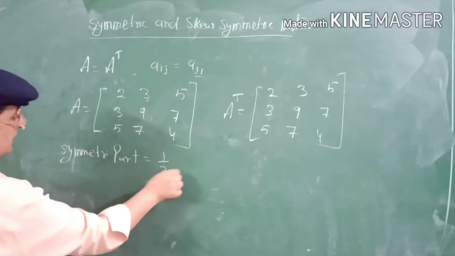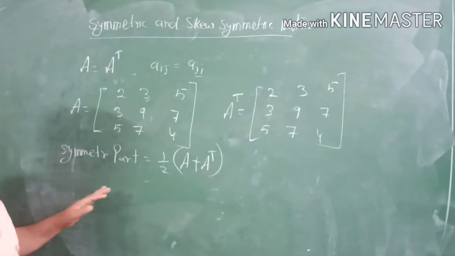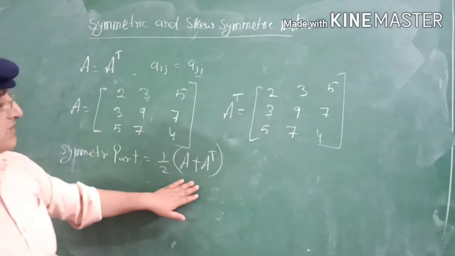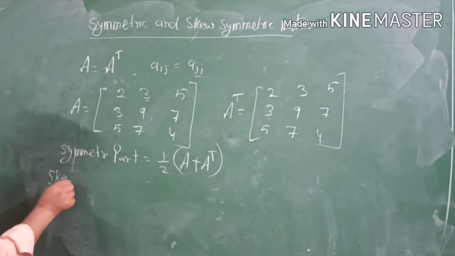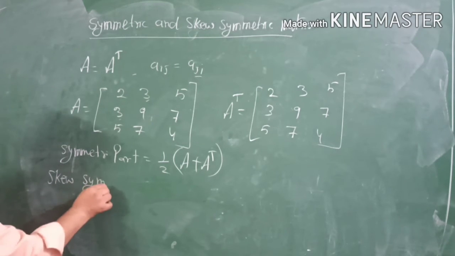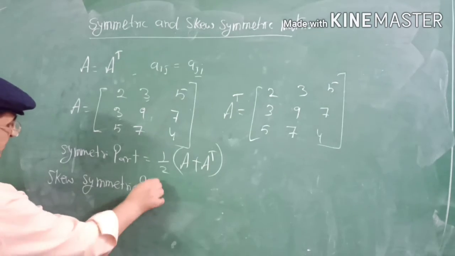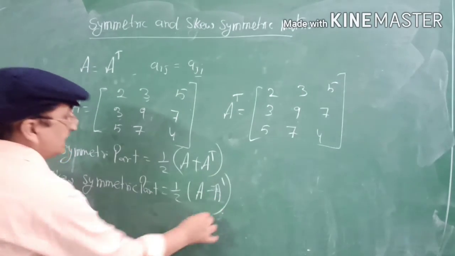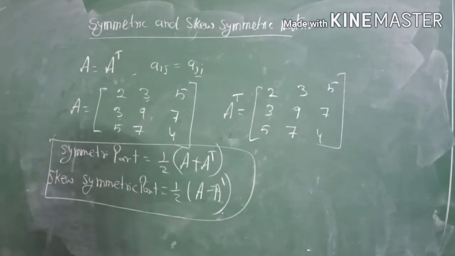The symmetric part of a matrix is always known as 1 by 2 (A plus AT). If you do this, it is known as the symmetric part, and the skew-symmetric part is known as 1 by 2 (A minus AT). This is the main formula for finding the symmetric and skew-symmetric part of any matrix.